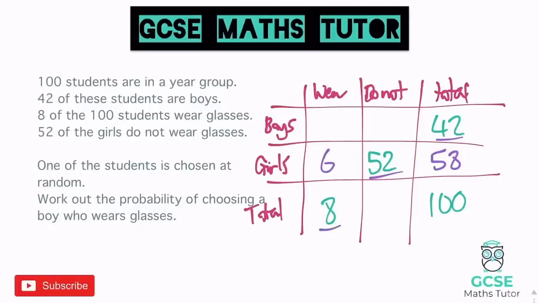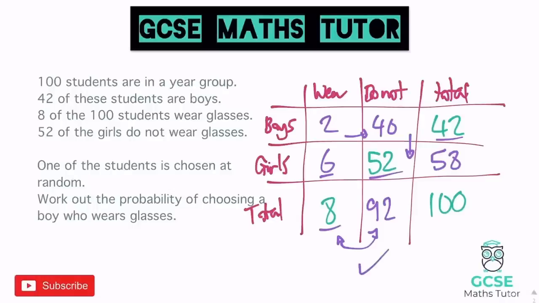Now again, we've got 8 that do wear glasses, 6 of them are girls, so 2 boys must wear glasses. And again, going along this way, that has to add up to 42, so that must be 40. And then moving downwards or across from another direction, I could add those together to make 92. And a very quick check here, those two add up to 100, so that's right, we're happy with that, we can tick that off.